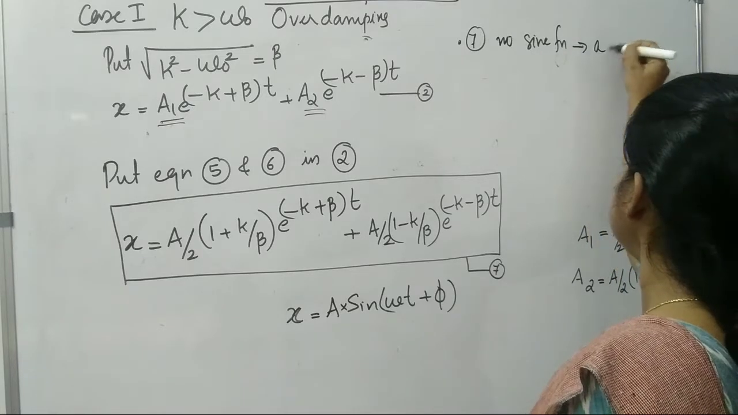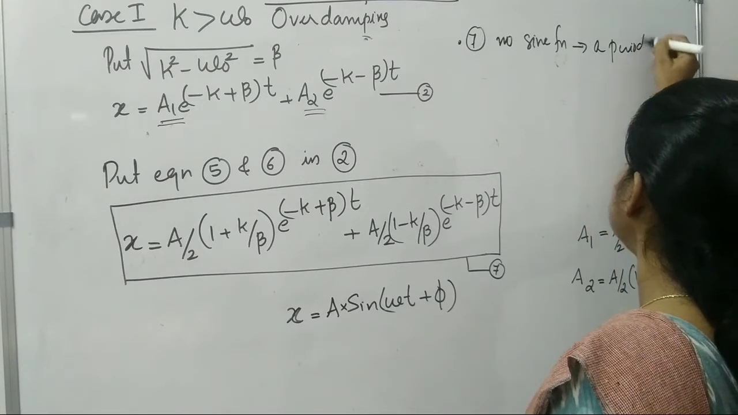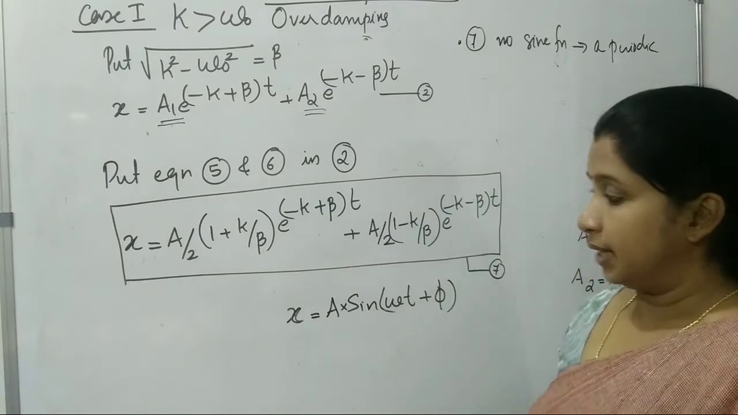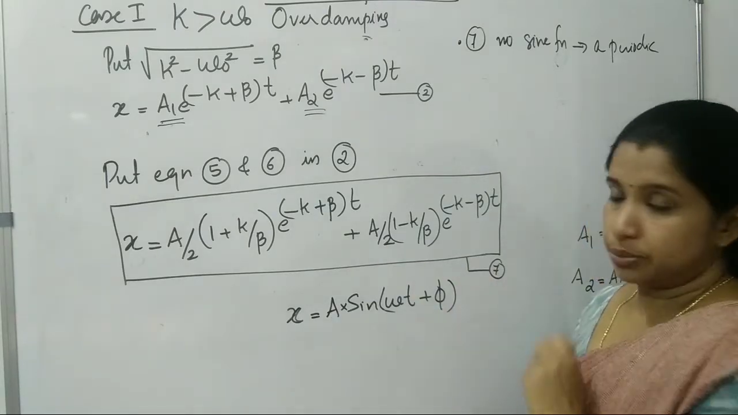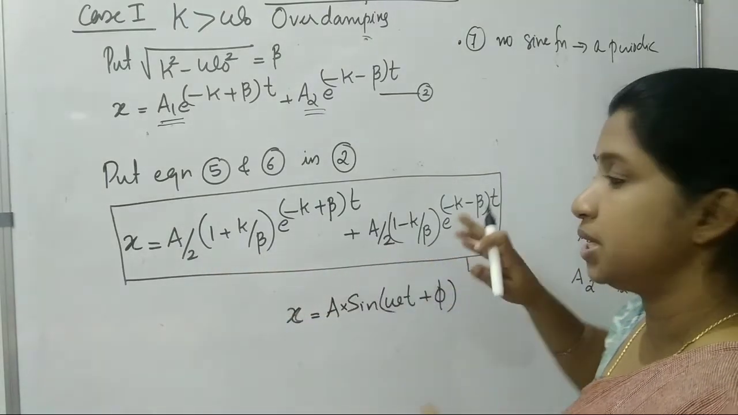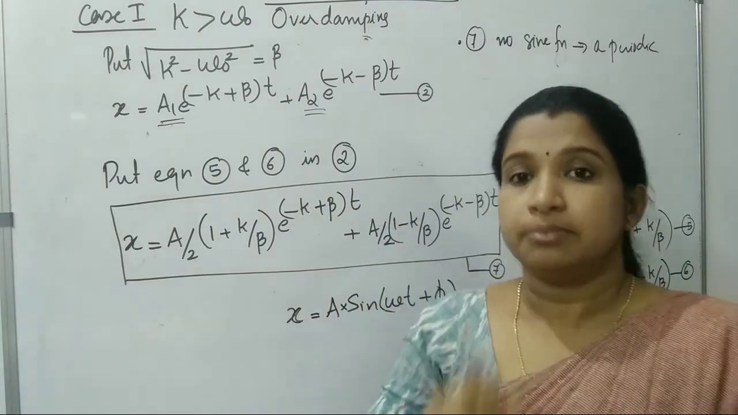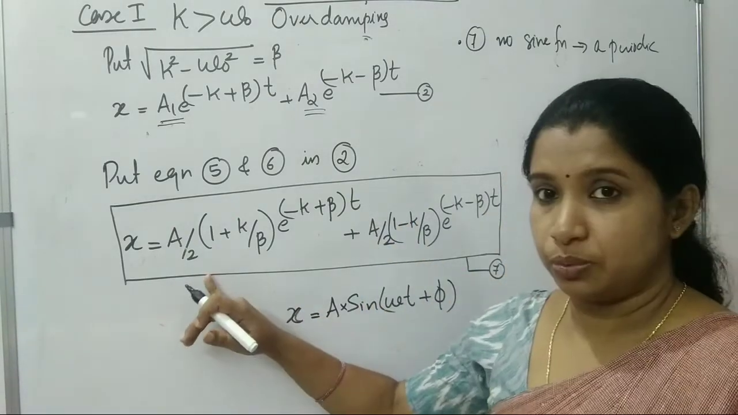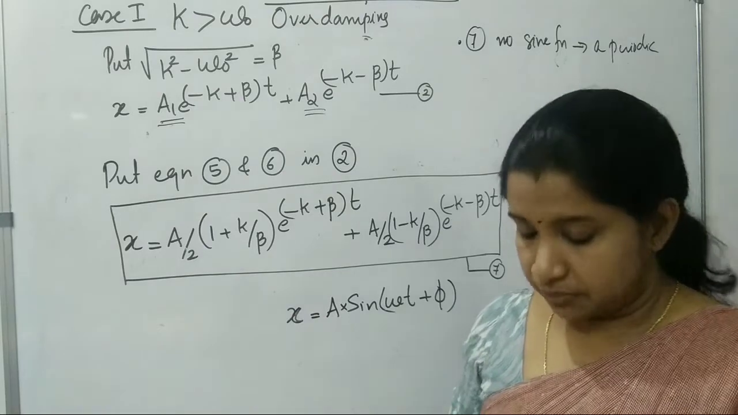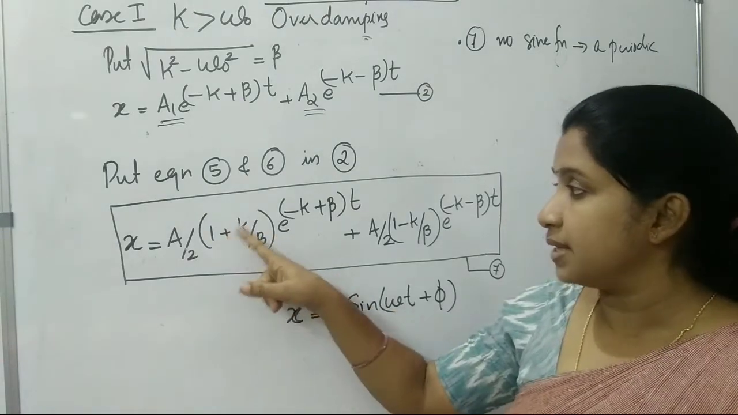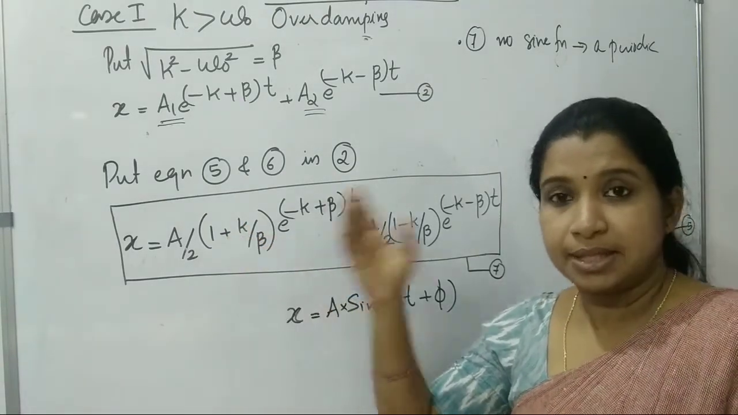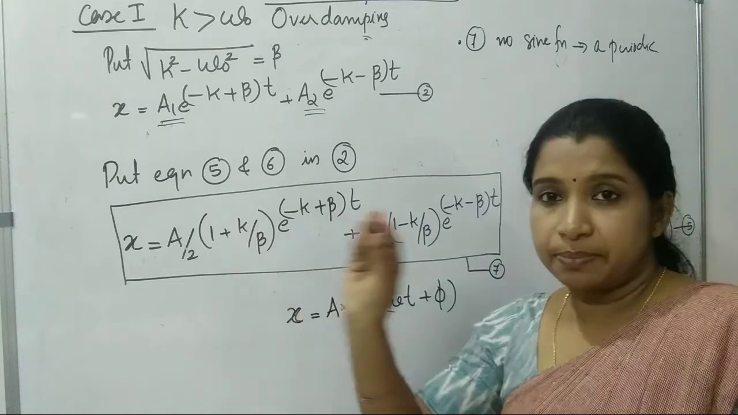So the motion is aperiodic. This is the first point. Then the second term, amplitude. This long equation represents the term amplitude, A by 2. Which are the terms associated with A by 2? 1 plus k by beta. k means damping frequency. It represents damping.